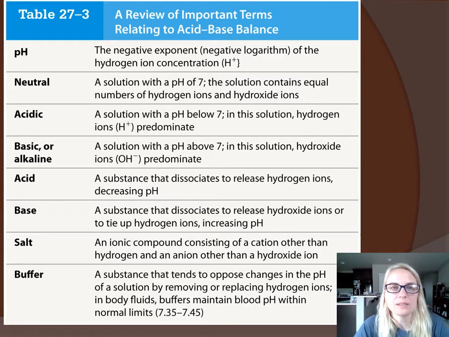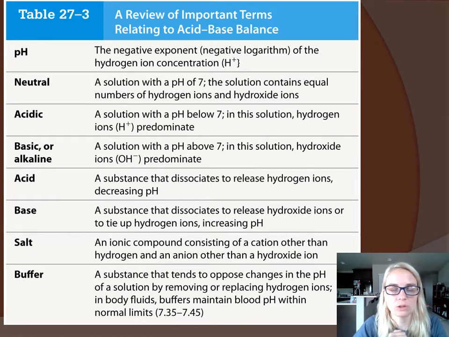All right, so then the last word here in our little vocabulary list is a buffer. So a buffer is something, usually a molecule, that has the ability to maintain pH even when you add acids or bases to it. So it helps to maintain homeostatic levels. Usually you're going to see buffers that have the ability to either release hydrogen ions if they're needed, or they can tie up hydrogen ions as needed.